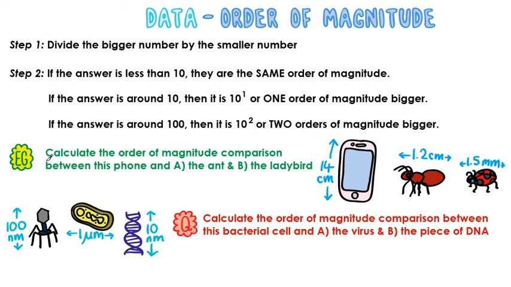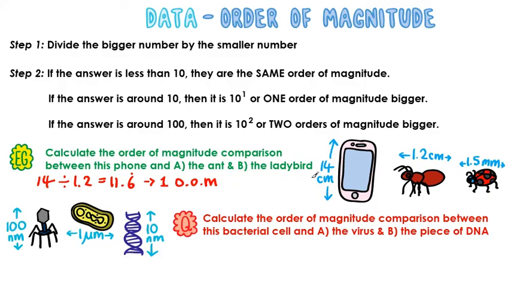So for this example, we are asked to calculate the order of magnitude comparison between this phone and the ant. So here's our phone and here's our ant, and we divide the bigger number by the smaller number. So we're going to do 14 divided by 1.2, and if we work that out, we get 11.6 recurring. That number is pretty close to 10, so we can say this is 1 order of magnitude bigger. I'm going to shorten that to order of magnitude. Okay, and then we're going to compare it to the ladybird.